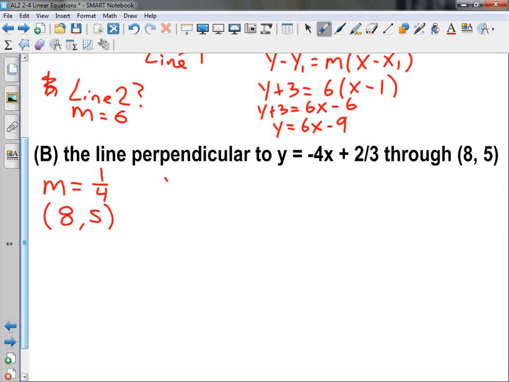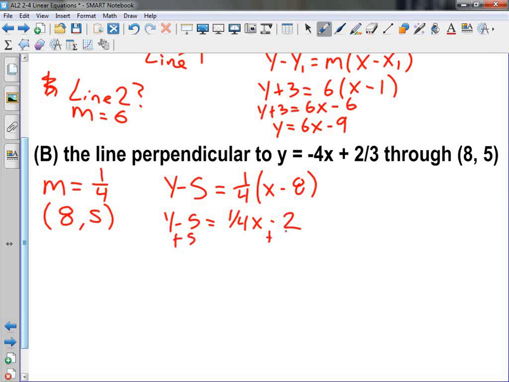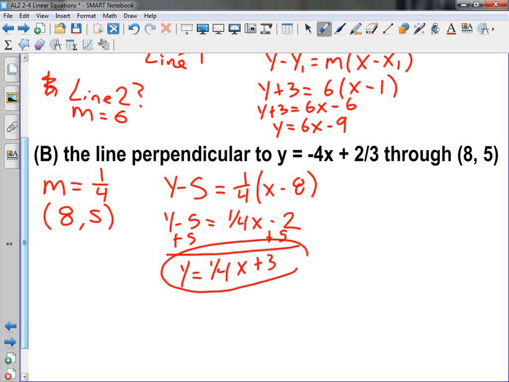Use point slope form. y minus what's my y? Equals my slope, which is 1/4 x minus my x. Again, we need to put it in slope-intercept. 1/4 x minus 2, and then the last step is add 5. y is 1/4 x plus 3. All right?